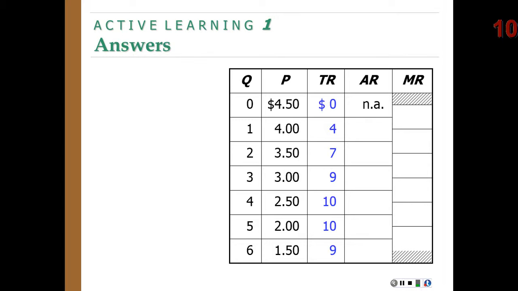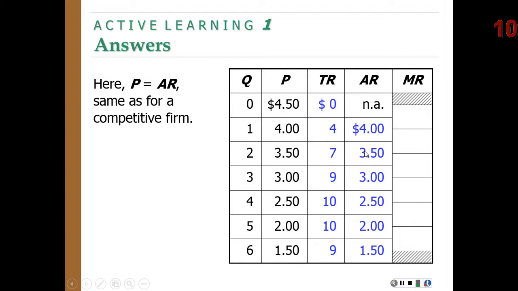Average revenue is simply going to be this 4 divided by 1, which would be 4. 7 divided by 2, which would be 3.5, and so on. Now, what do you notice about the relationship between price and average revenue? Notice they are the same. 3 and 3, 2.5, 2.5, 2 and 2. Okay? Again, price for all these markets is going to equal average revenue, which is the same as a competitive firm. But now let's look at marginal revenue.